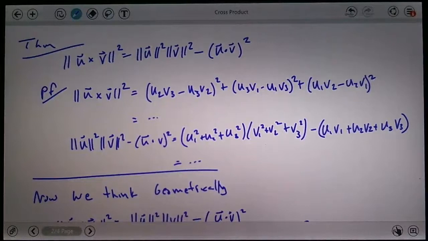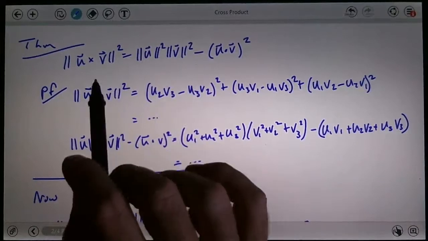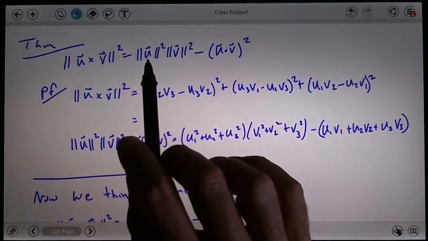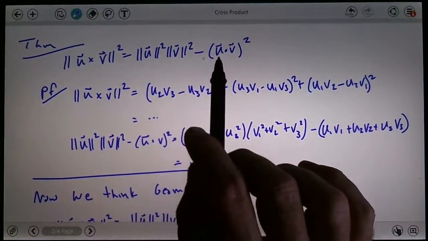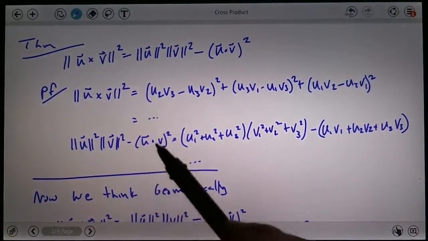I want to look at the cross product geometrically here, and it comes out of one of the algebraic properties relating the cross product and the dot product. In particular, this theorem right here: the length of the cross product squared is the length of one vector squared times the length of the other vector squared minus the square of the dot product of those two vectors.